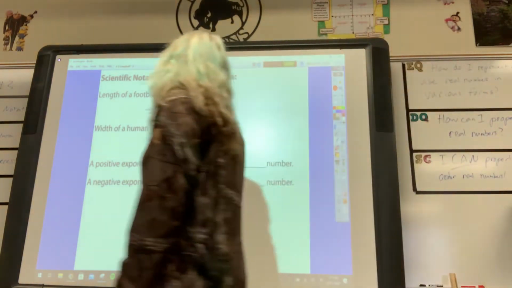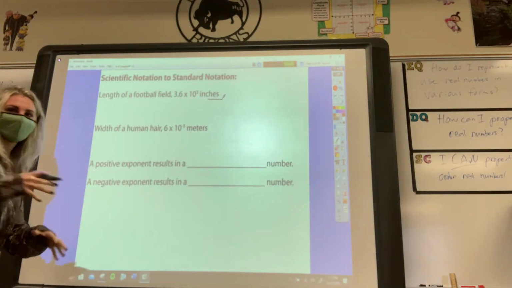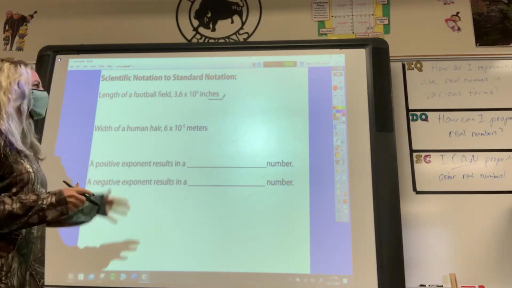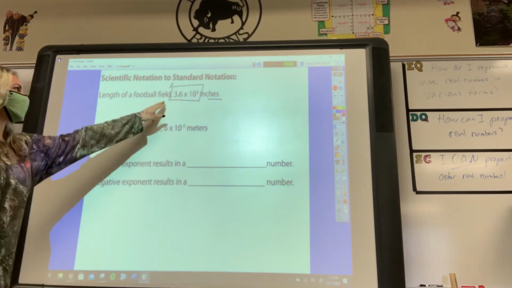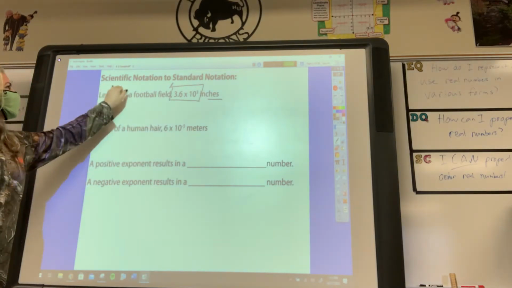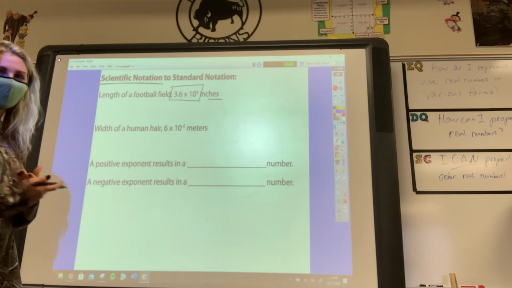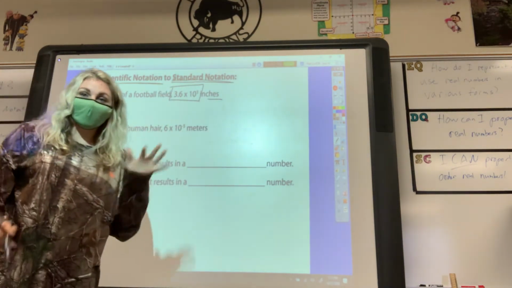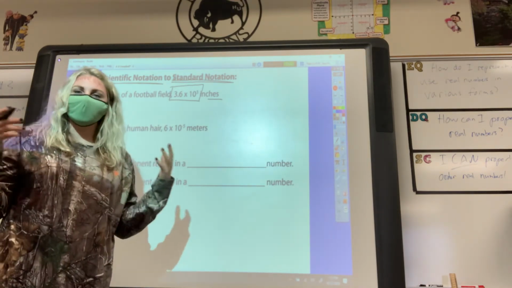So Mr. Campbell helped us break down the different requirements for scientific notation. And we have a really nice scientific notation here, 3.6 times 10 to the third power. And so this is written in scientific notation, and they're asking us to convert it to standard notation. And that is just a fancy way of saying make it a normal number. Standard notation is just a normal number.